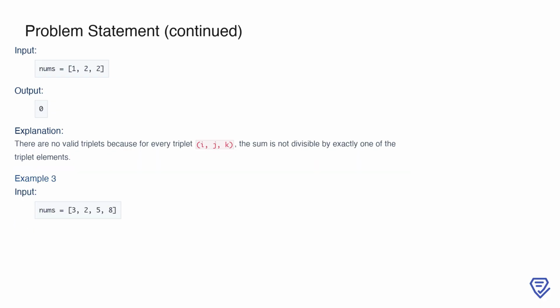Now consider the second example with the input array nums = [1, 2, 2]. In this case, the output is 0. This is because there are no valid triplets in the array. For every possible triplet i, j, k, the sum of the elements fails to meet the condition of being divisible by exactly one of the triplet elements. As a result, the total count of valid triplets is 0.